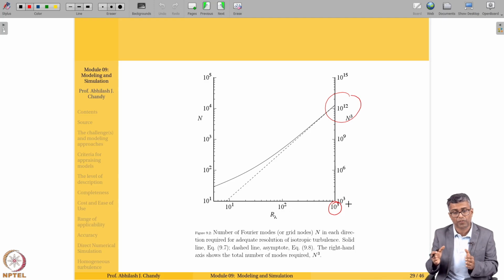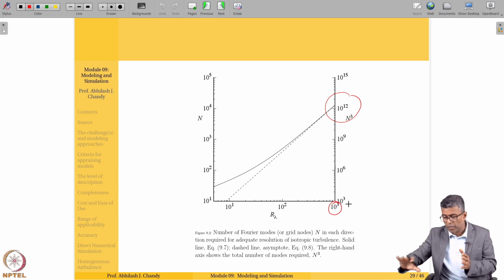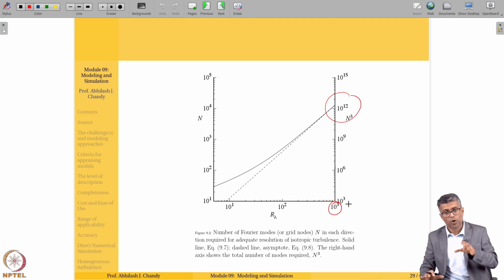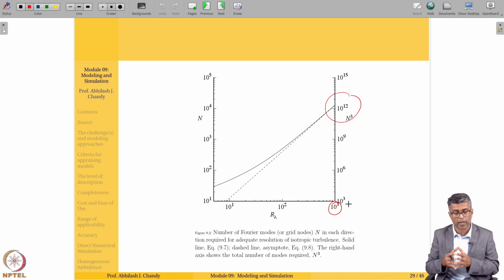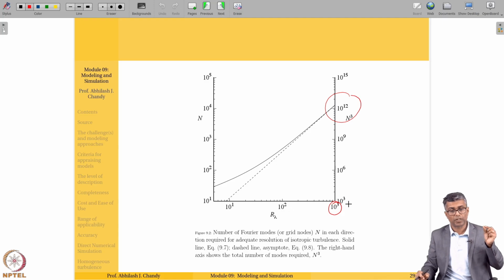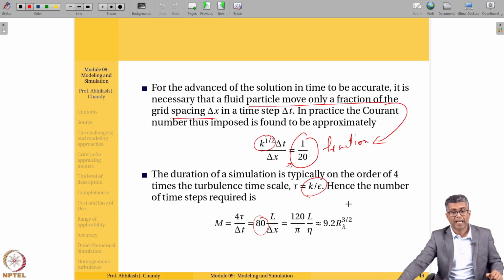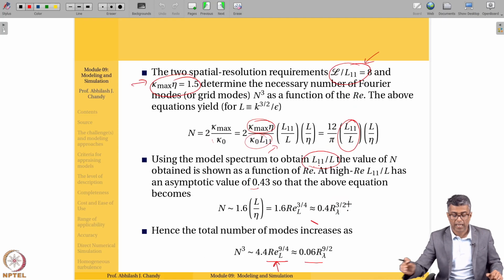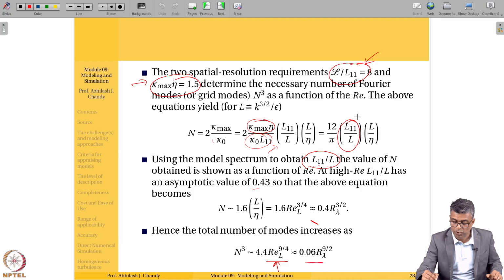And in this class, what we have done is we moved solely to direct numerical simulation. We saw how pseudospectral methods are used here. And within pseudospectral methods, based on the accuracy, based on what are the limits for the box size, what is the limit for the grid size, and based on those box size and grid size, we came up with an estimate for the cost. So that is what it was, right? We saw that the total number of modes is 12 over pi, L11 over L, and L over eta.